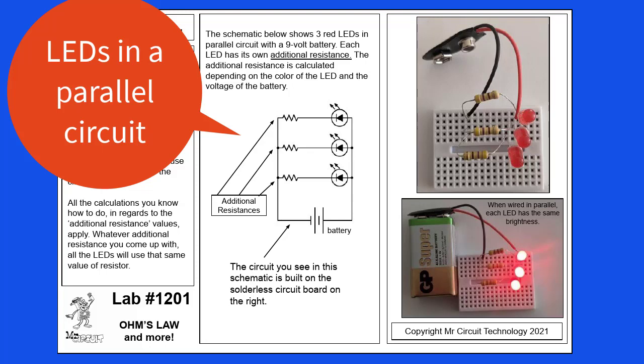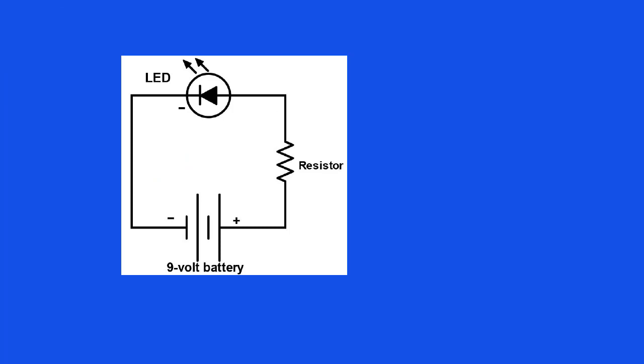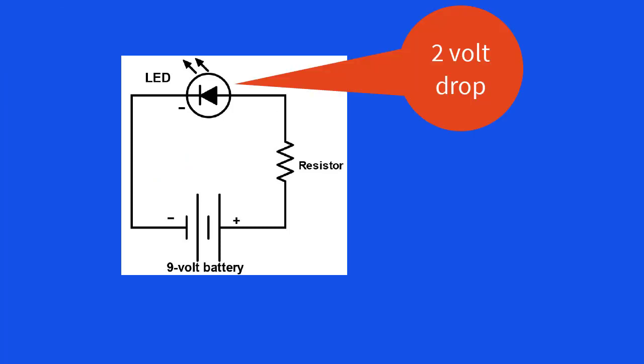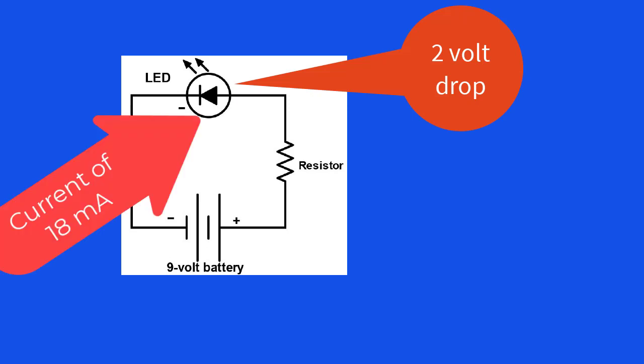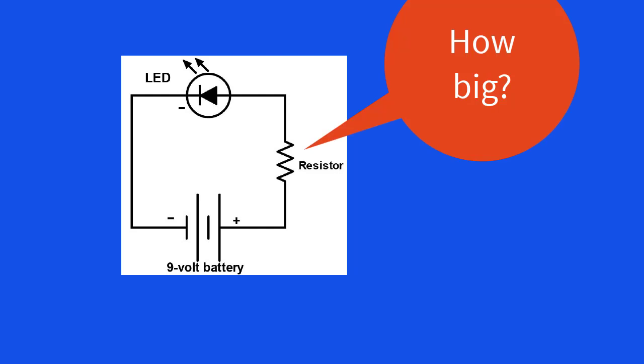First, I would like to review what you learned in Lesson 18. Suppose you have an LED that has a voltage drop of 2 volts and needs a current of 18 milliamps, and you want to power the LED by a 9-volt battery. You learned that you would need to add a resistor to the circuit so that you would not damage the LED. How big of a resistor would you need to add?